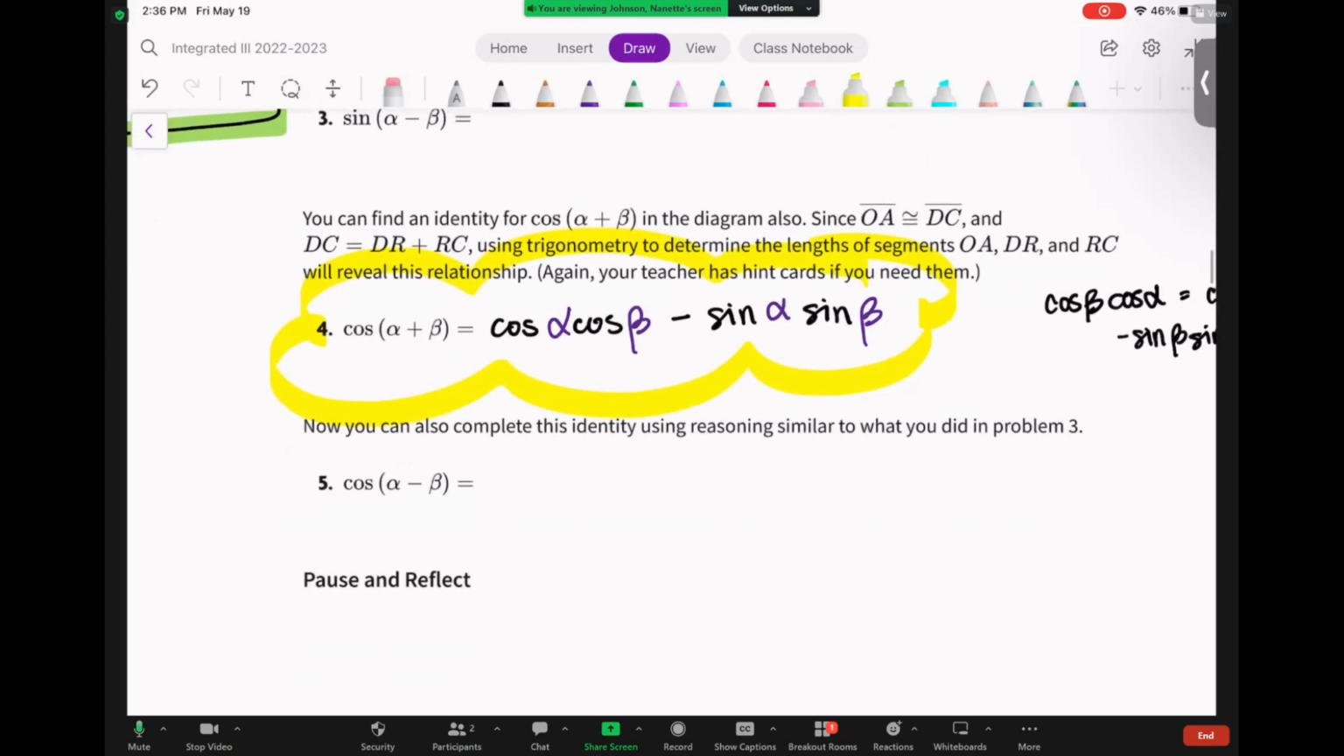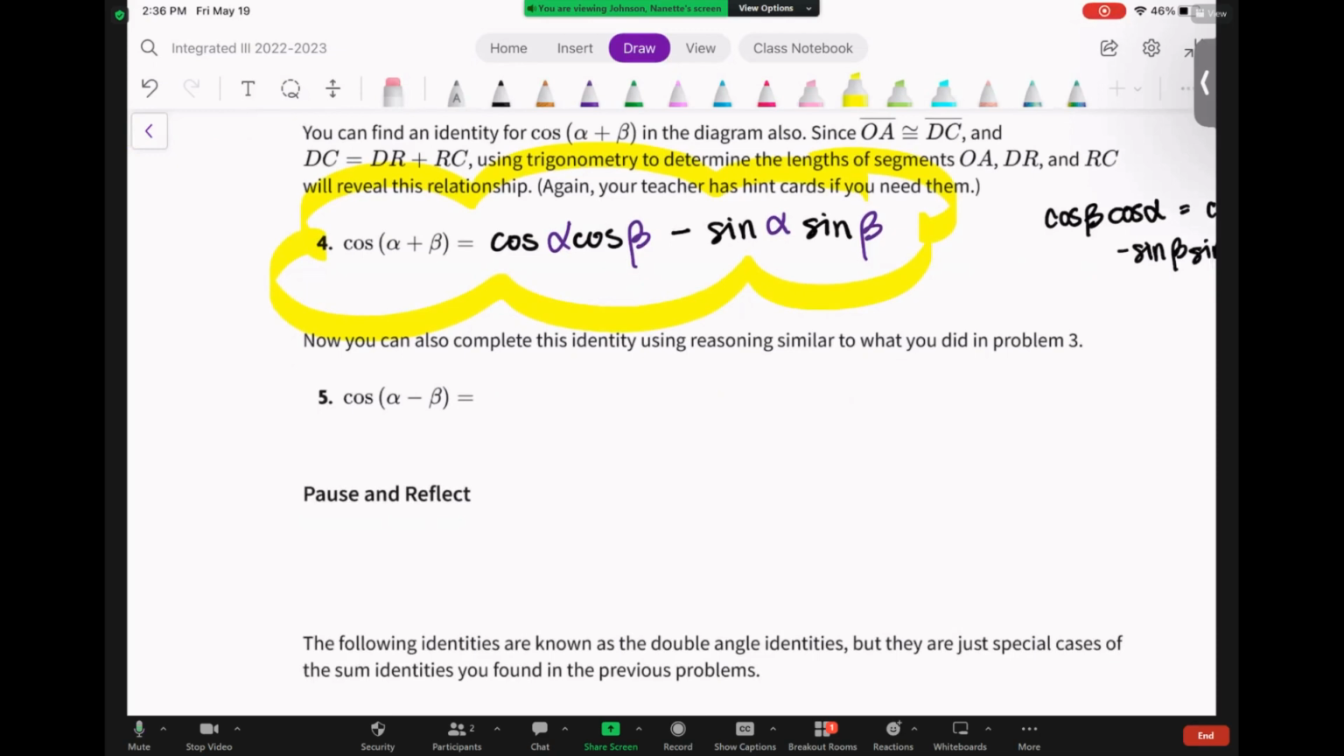And then again, I could find cosine alpha minus beta by plugging in to the number 4, right? So I'm going to do that really quick. So cosine of alpha plus negative beta is equal to cosine, oops, that's not cosine. Cosine minus sine sine. And then I'm just going to plug in alpha and my negative beta.